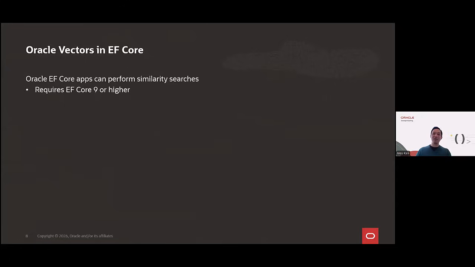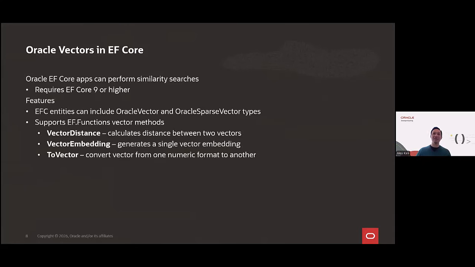So as long as you get EF Core 9, NuGet will figure out which version of ODP.NET is the right one, and all versions of Oracle for EF Core 9 and higher supports these vectors.